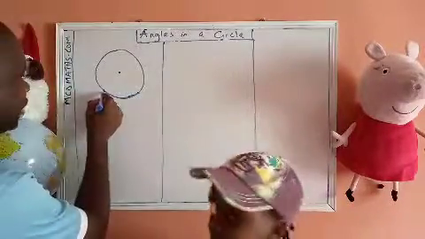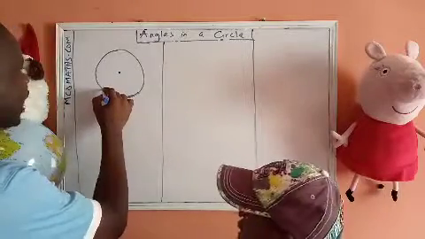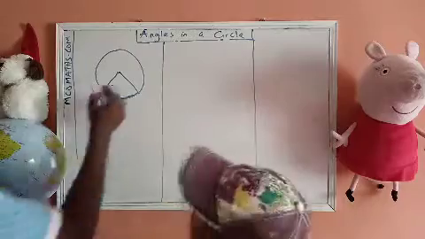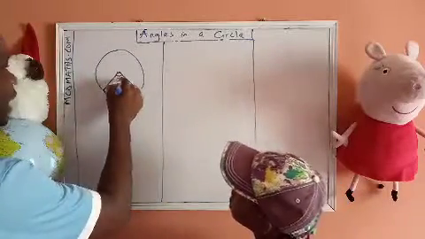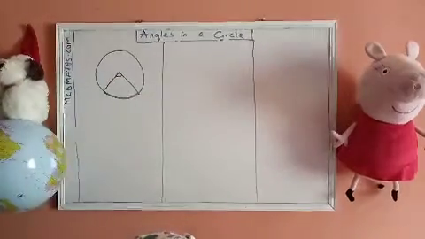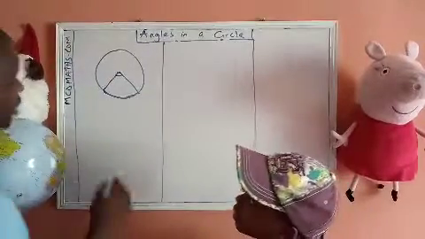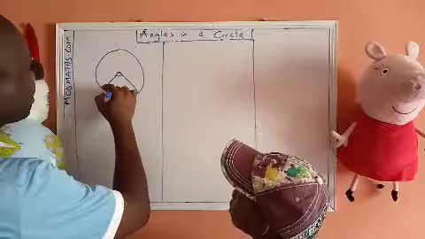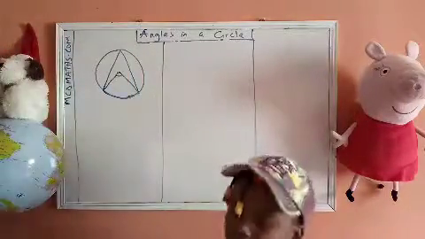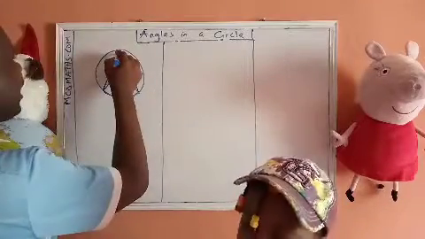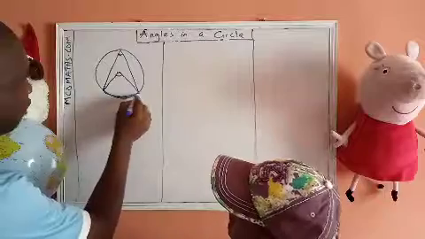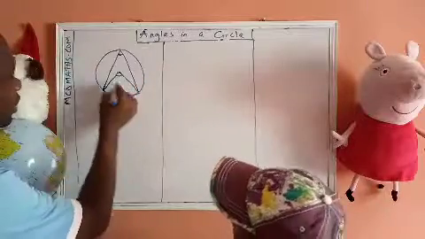Now, if this cup forms an angle at the center, let's call it angle X. Angle X, an angle. And this same cup forms an angle at the circumference. Okay, so the angle here, that this cup, can you see that, which is an arc? This cup forms an angle at the circumference. It also forms an angle at the center.